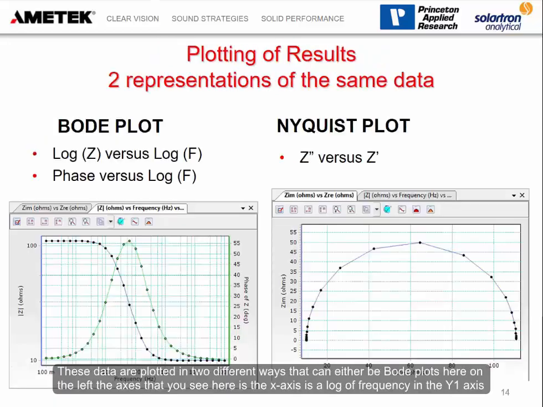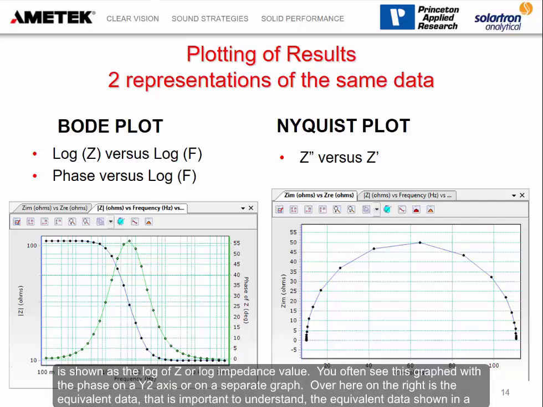These data are plotted in two different ways. They can either be Bode or Nyquist plots. Here on the left, the x-axis is the log of frequency, and the y1 axis is shown as the log of Z, or the log of impedance value. You often see this graphed with the phase as a y2 axis, or on a separate graph.